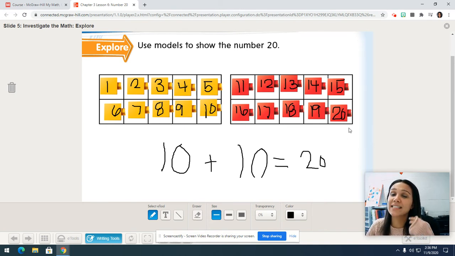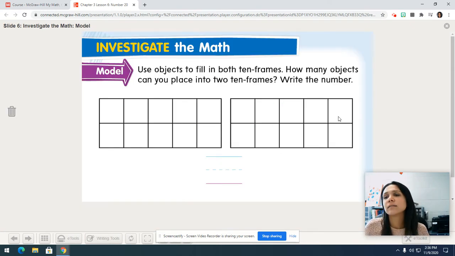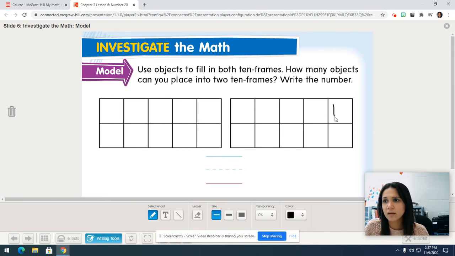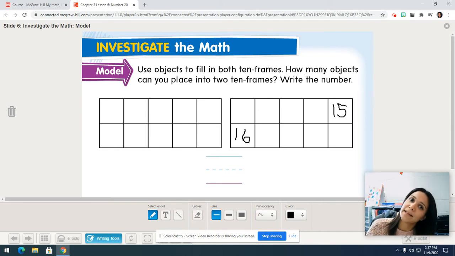Remember, when we are writing our teen numbers, that means when we say teen at the end of our number, we always start with number 1. So for example, when I'm writing 15, I'm going to put a 1. And then what number do you hear that goes along with it? Fifth, fifth, fifth, 5. So a 1 and a 5, that makes 15. What about 16? I hear teen, so I know I'm going to put a 1. But what other number do you hear? 6. So it's a 1 and a 6, and that makes 16.